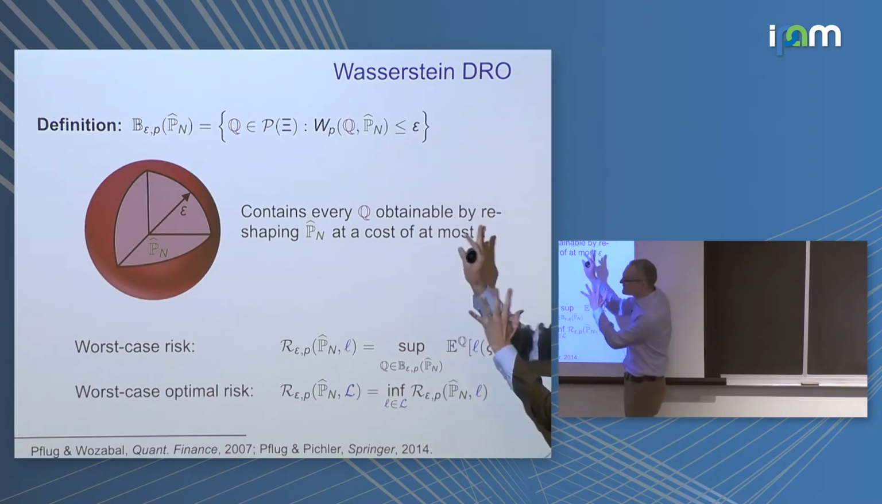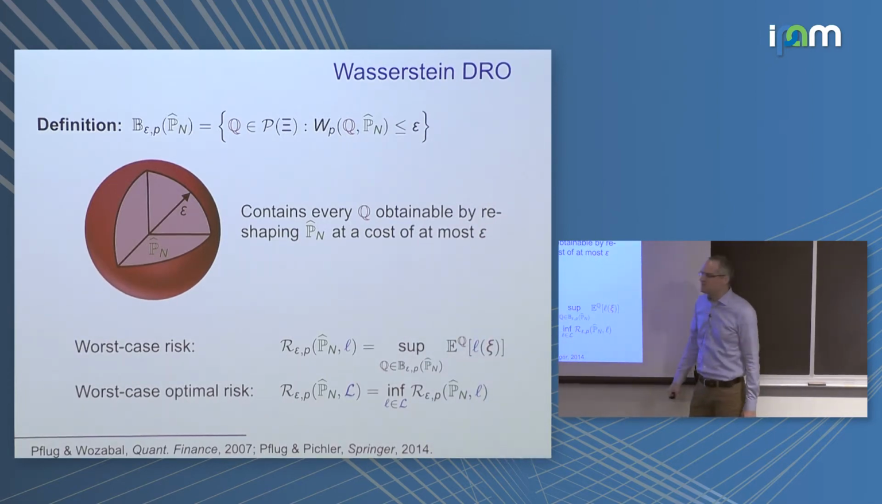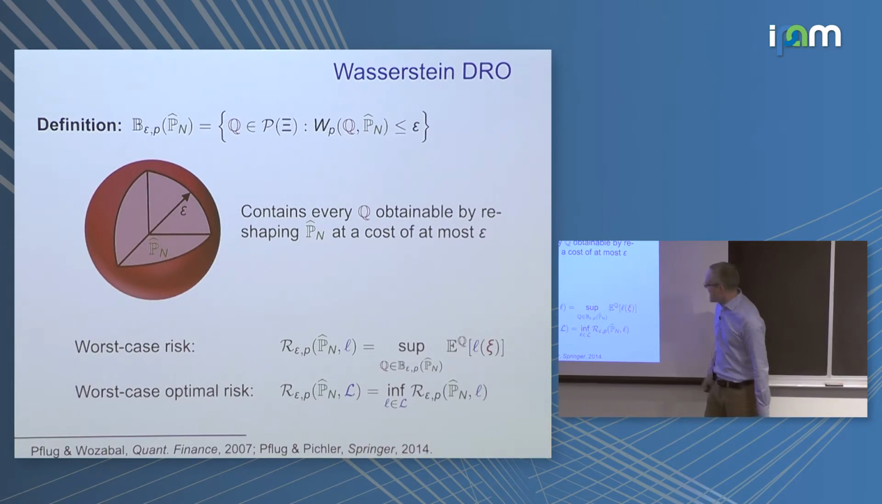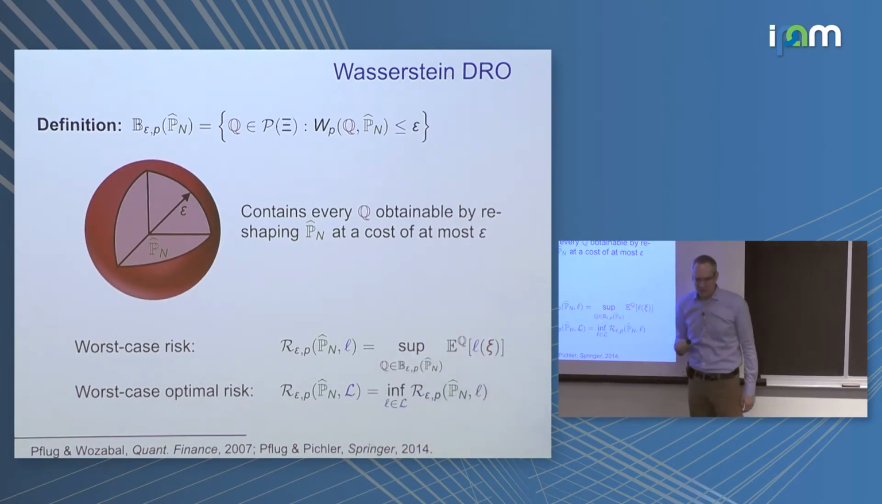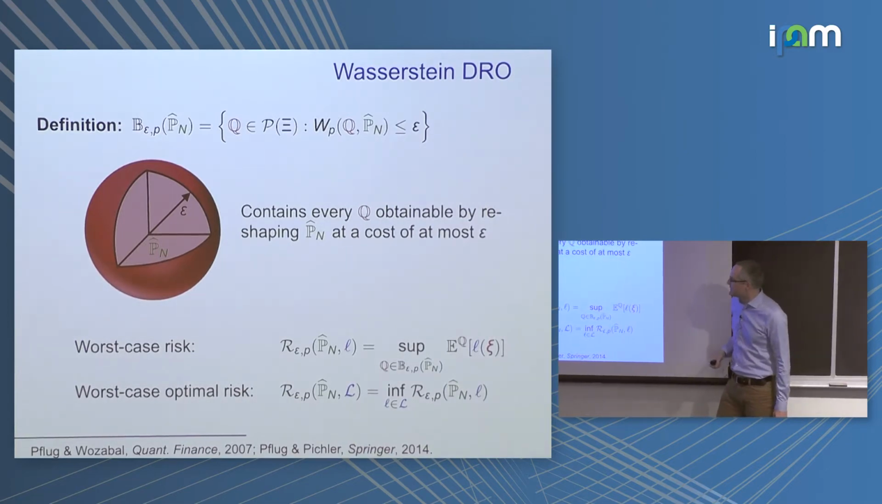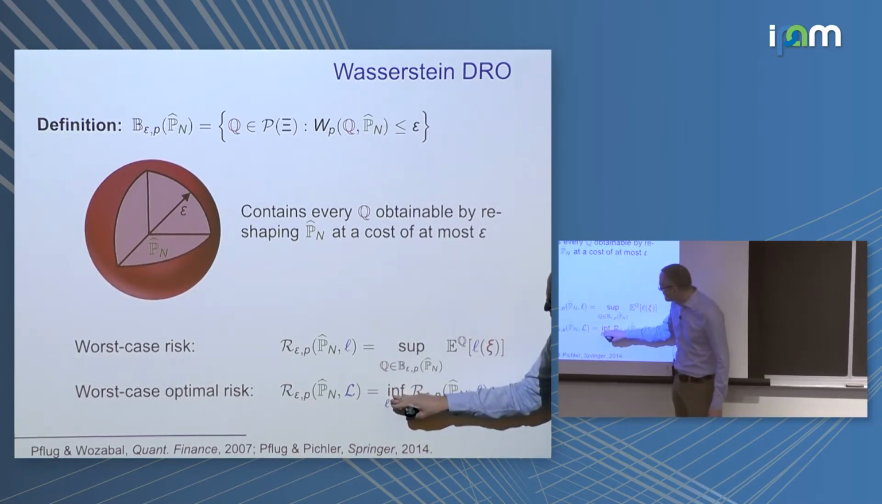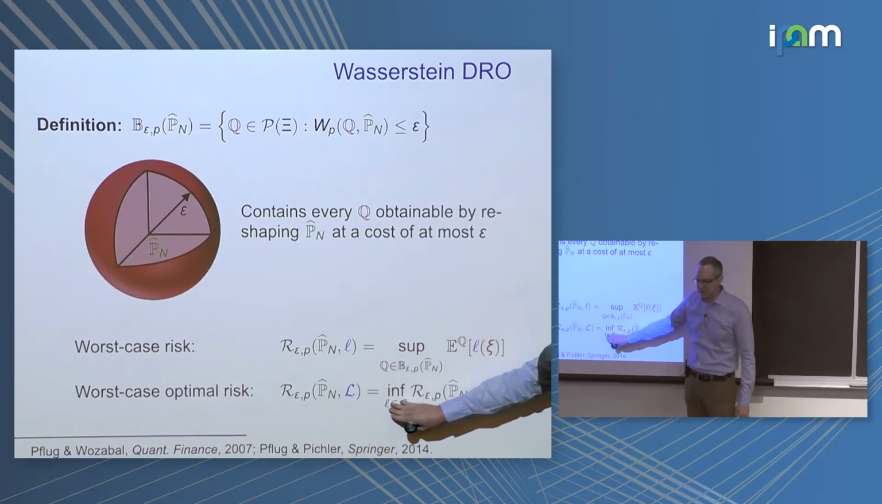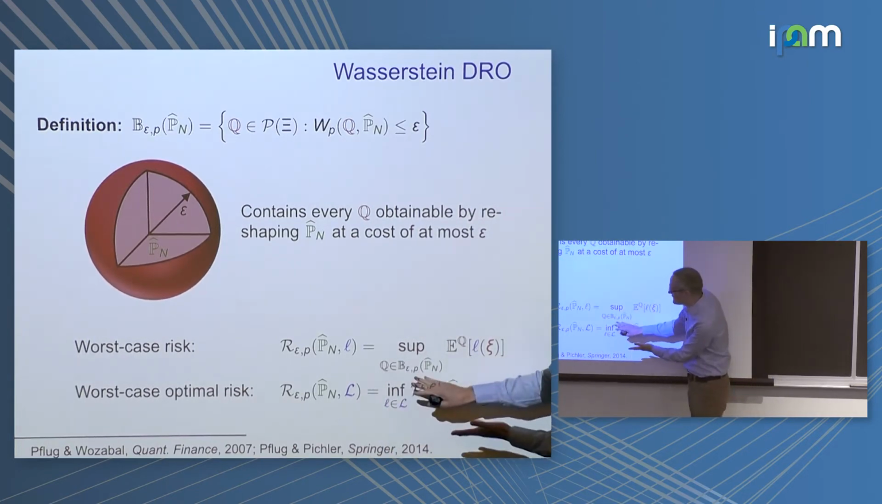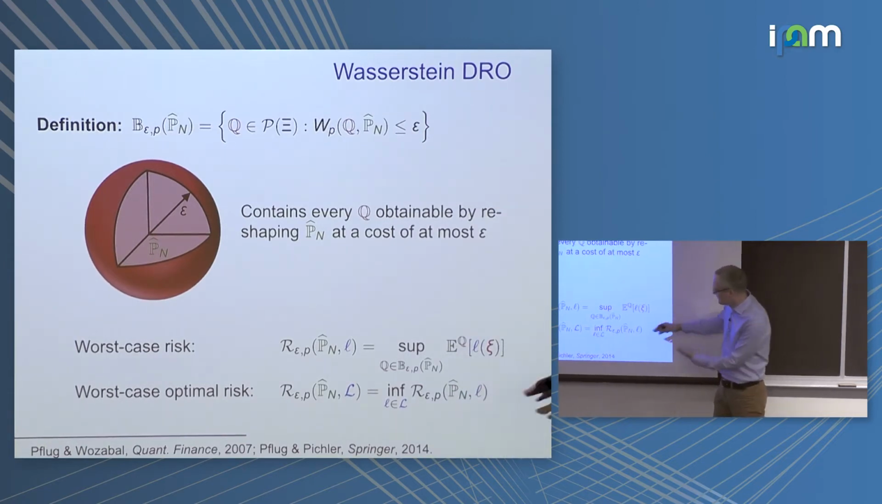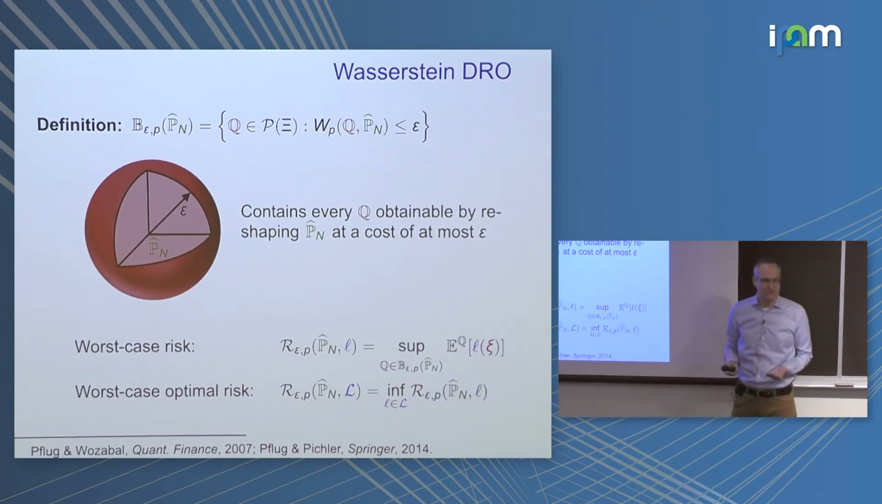So using this ambiguity set, we can now alter our risk evaluation and decision problems by taking a worst case view. We can define worst case risk as the supremum of the ordinary risk over all distributions in the Wasserstein ball, and we can define the worst case optimal risk as the infimum of the worst case risk over all admissible loss functions. And of course, solving this worst case optimal decision problem is a distributionally robust optimization problem.